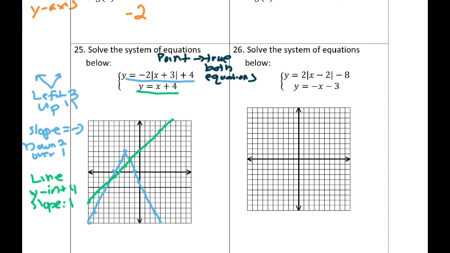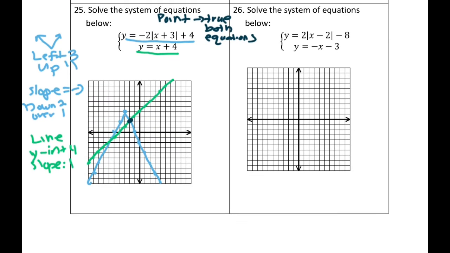So the coordinate points where they intersect is the point -2, 2. And the point -6, -2. Now remember, this should be true for both equations. So if I plug in these points into both of my equations, it should work.